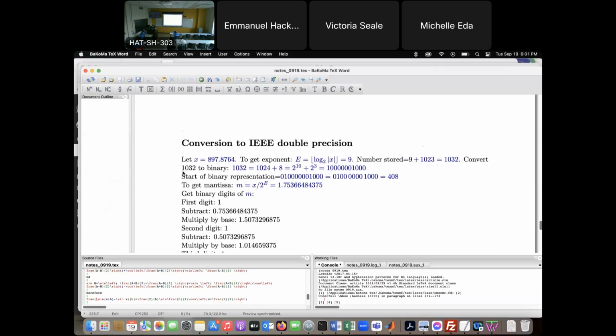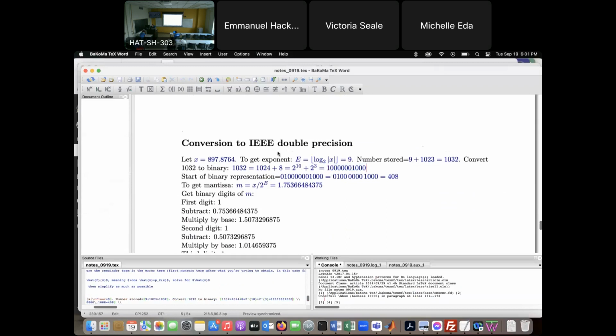If I want to express 1032 in binary, I need to write it as a sum of powers of 2, like 1024 and 8. That's 2 to the 10 plus 2 cubed. So this is that number, 1032, in binary. These 11 digits are the ones that get stored in the exponent portion. Because if I represent this number in IEEE double precision, that's 64 bits.